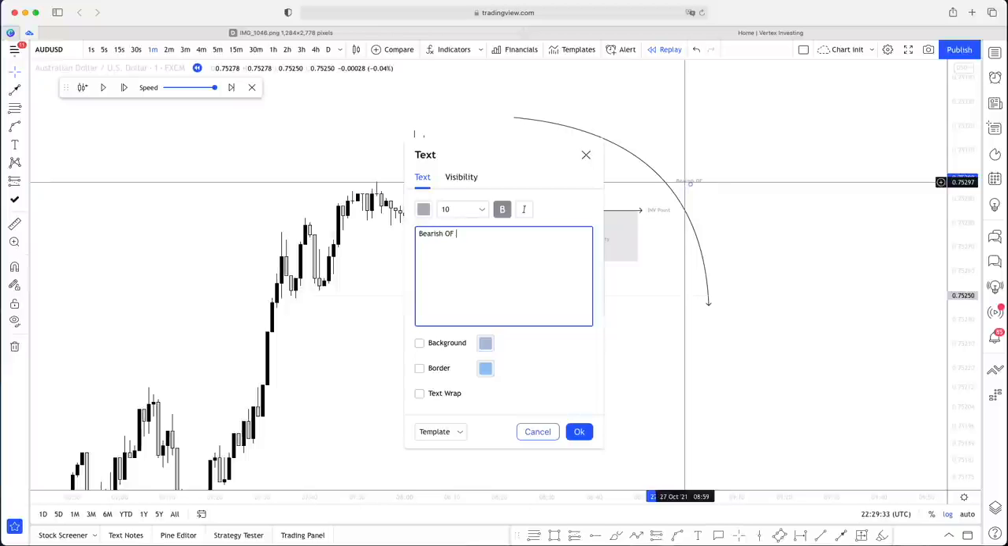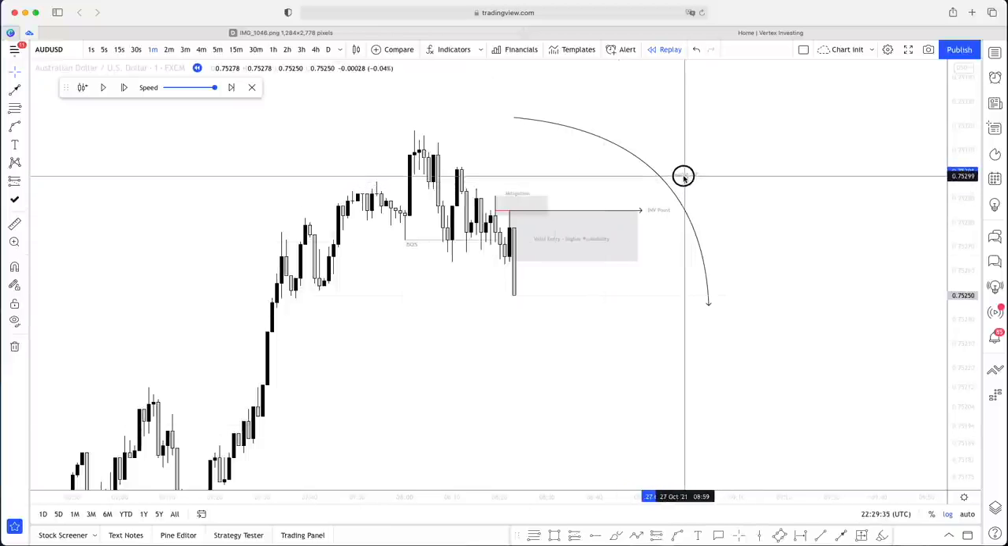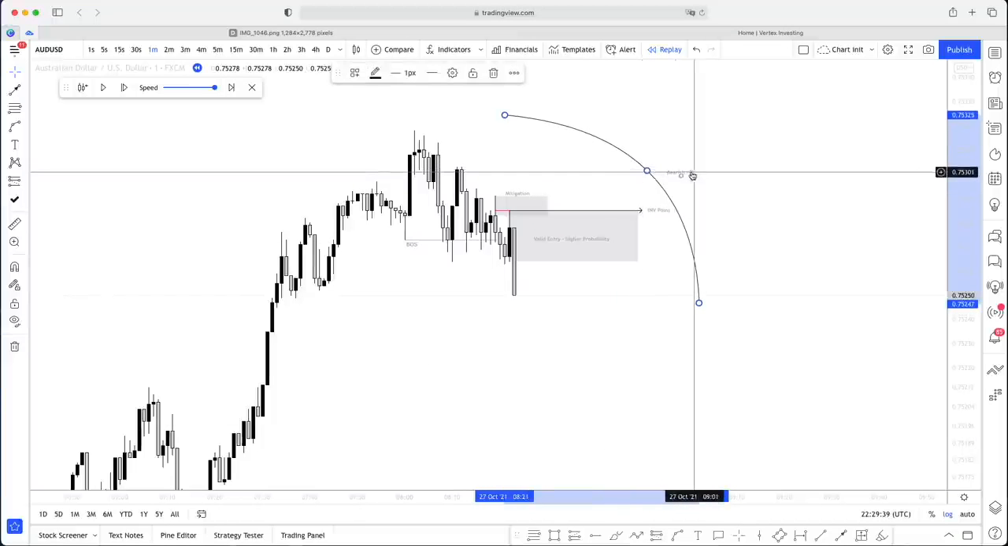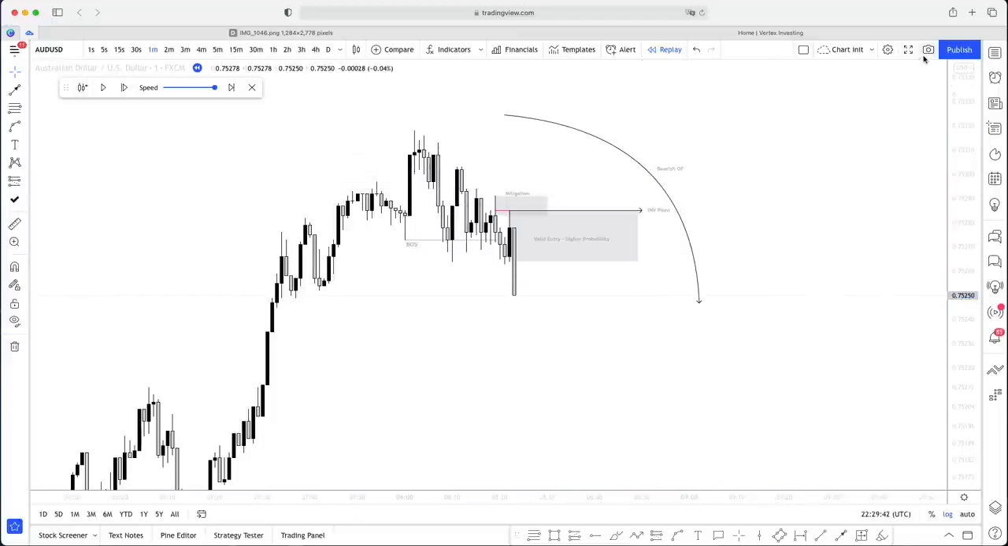Bearish of F. Again, I'm sorry, I'm trying to be as smooth as I possibly can, but I'm quite bad at TradingView like this, to be fair. Anyway, so we have bearish order flow.